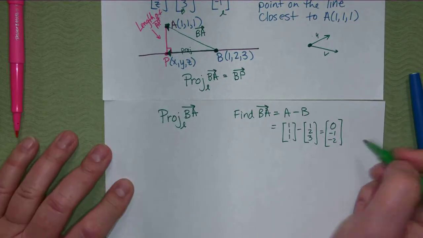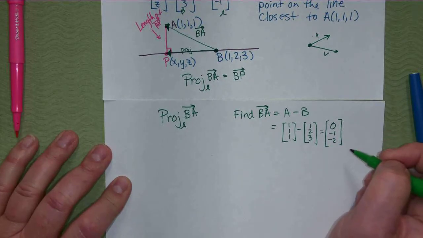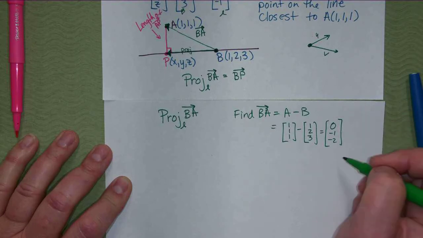Don't flip it around to get positive signs, because then you're making the arrows go the wrong way. Okay, does that make sense?